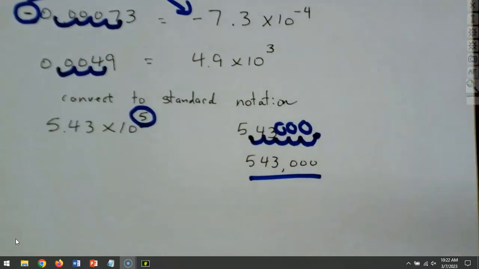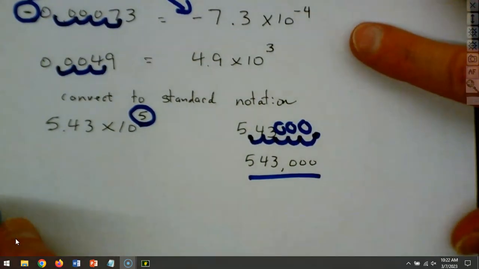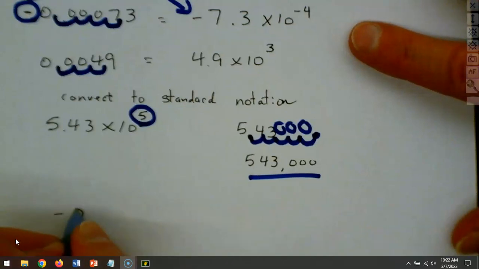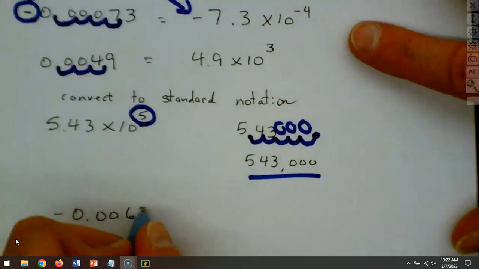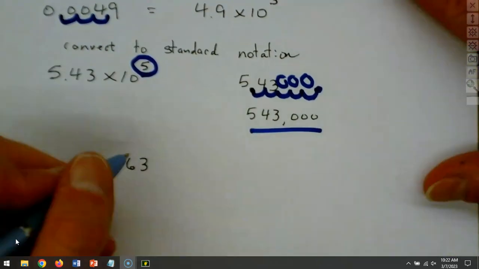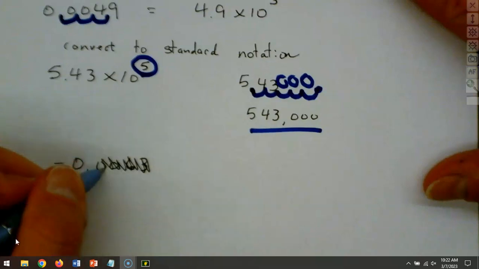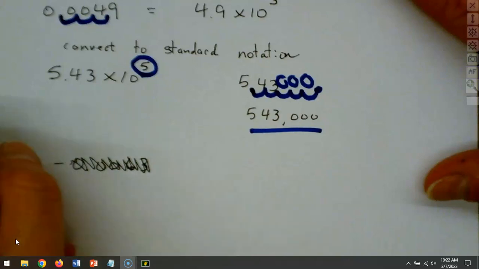Let's do another one. And then we'll talk about the applications. I'm going to do one more of these, and then we'll look at our applications. So again, we're going to convert this to standard notation. And how about we do a decimal? How about a minus 0.0063? Oh, wait a minute. I want to go the other way. My mistake. Let me write it in terms of scientific, and then we'll convert to standard. So let me write this right here.